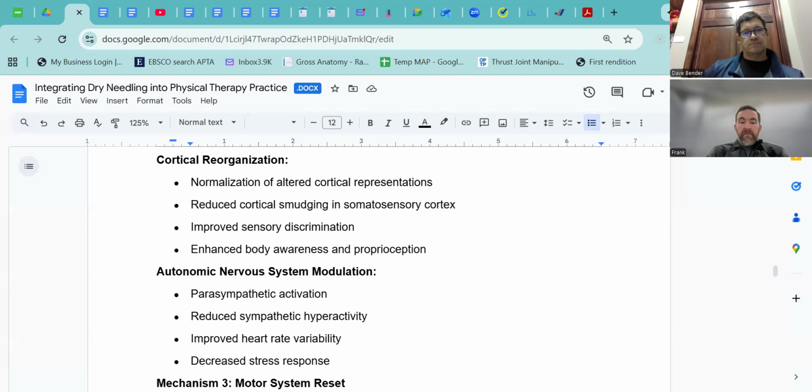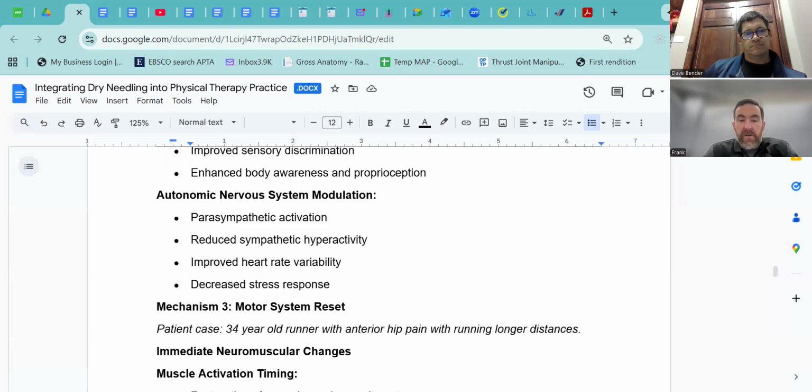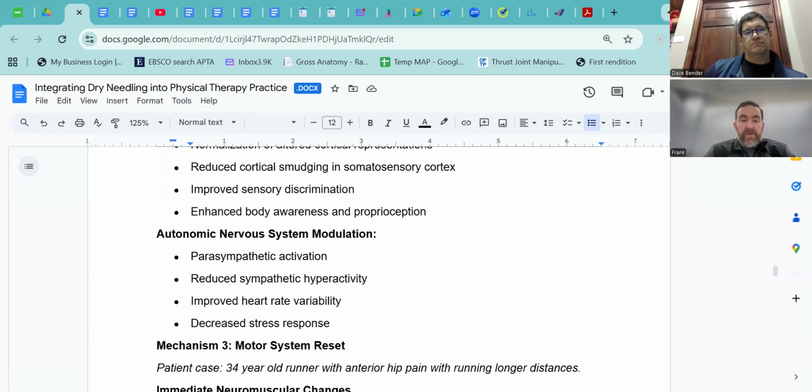The autonomic nervous system: you get this up-ramping of the parasympathetic system and down-ramping of the sympathetic hyperactivity, with improved heart rate variability as a measure of that. A lot of the wearables now will look at heart rate variability and a decreased stress response.